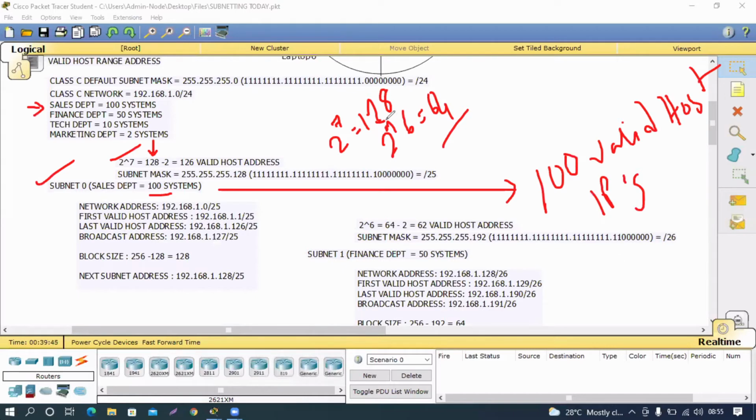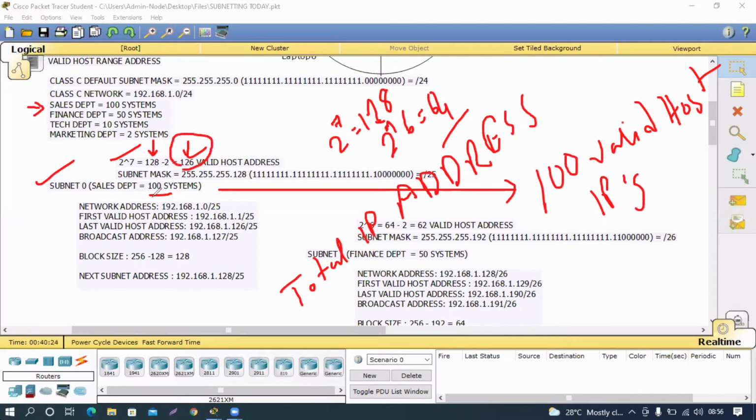So 128 means the total IP addresses, including the network and broadcast, right? Always network and broadcast are there. These are the reserved addresses, so we have to subtract 2, right? The network and broadcast addresses get subtracted, and we get how many valid host addresses? 126. So always compare this value with the requirement.